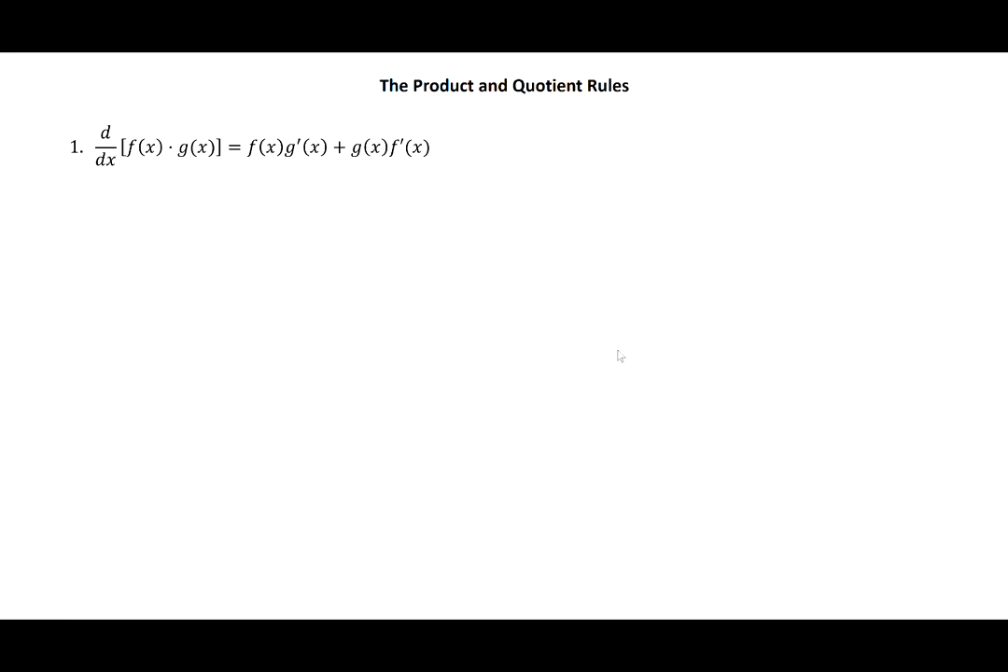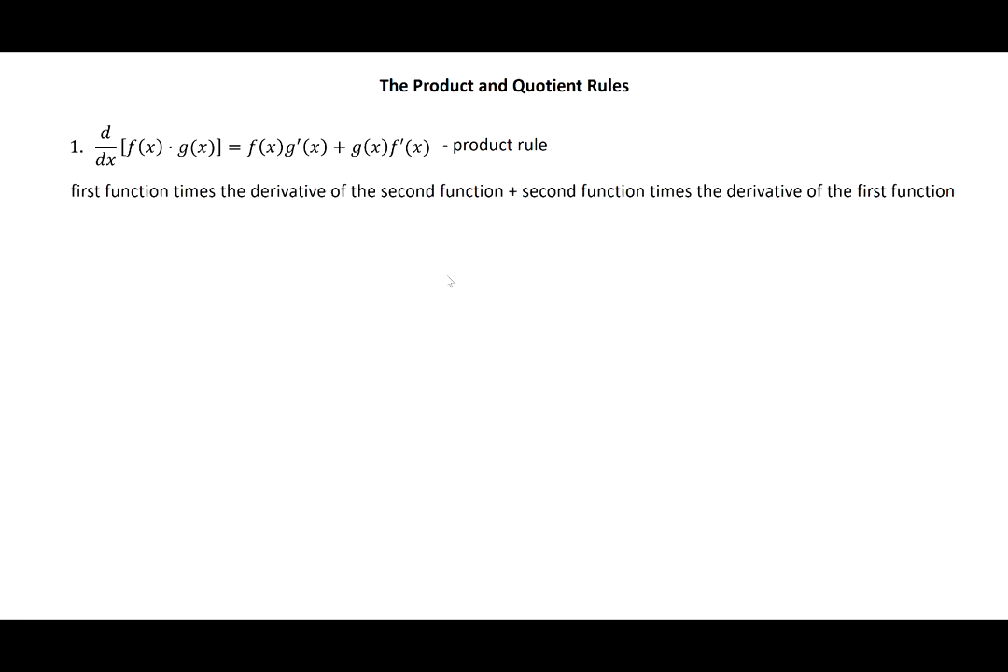The derivative of f of x times g of x is not equal to, big time not equal to, the derivative of f of x times the derivative of g of x. Nope. Instead, it is the first function f of x times the derivative of the second function plus the second function g of x times the derivative of the first function. There's a nice proof of it if you are interested, but I'm going to skip the proof. But here is the idea. First function times the derivative of the second function plus second function times the derivative of the first function. That's the product rule.